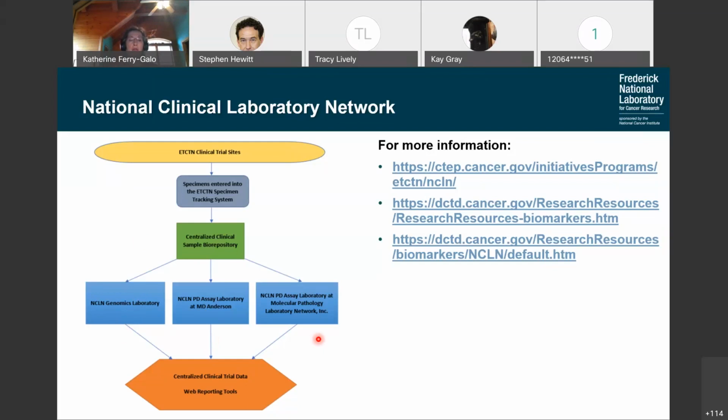The National Clinical Laboratory Network also provides infrastructure for these studies, including access to a centralized biorepository to help manage the specimen shipments and storage, make sure the right samples go to the right laboratories, and also access to centralized data analysis tools. I provided some links here for more information about the National Clinical Laboratory Network, as well as some of our own resources within the PD program that we have made available for our validated clinical pharmacodynamic assays to the clinical research community.